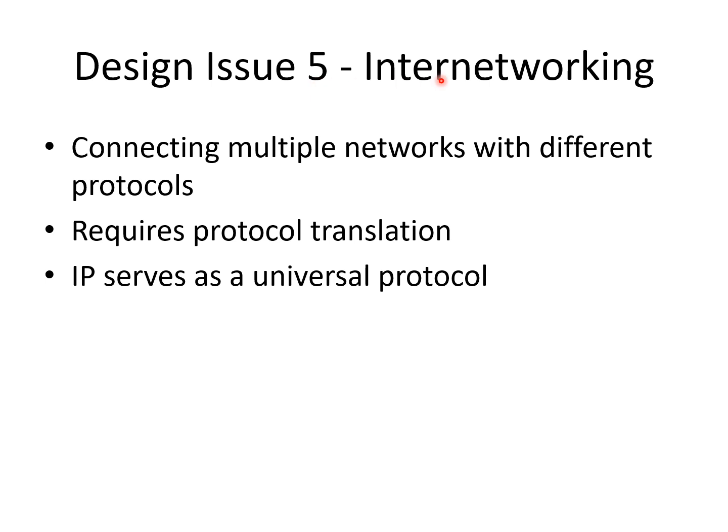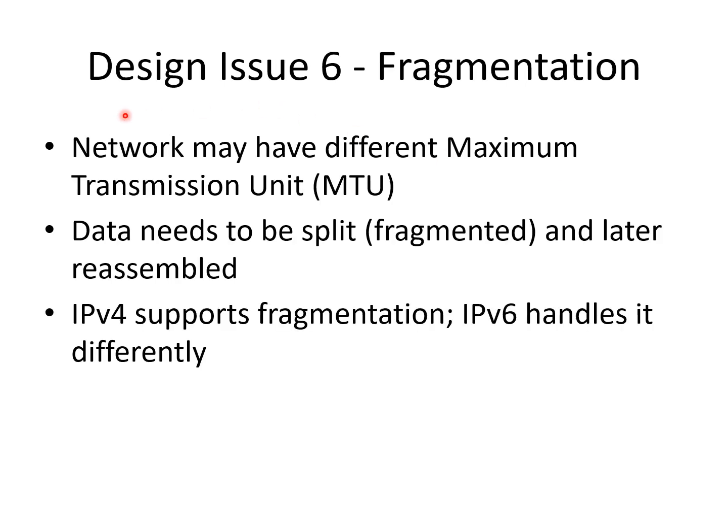Design issue 5 is internetworking. Internetworking means connecting multiple networks with different protocols. It basically requires protocol translation, and IP serves as a universal protocol for internetworking. Design issue 6 is fragmentation. Fragmentation means networks may have different maximum transmission units. That means data must be fragmented as per their maximum transmission unit. And this data should be reassembled at the receiver side.